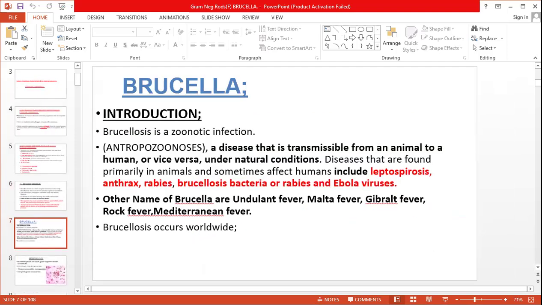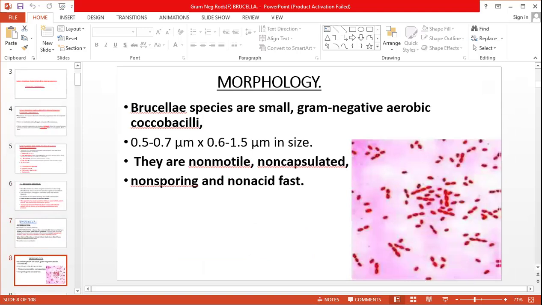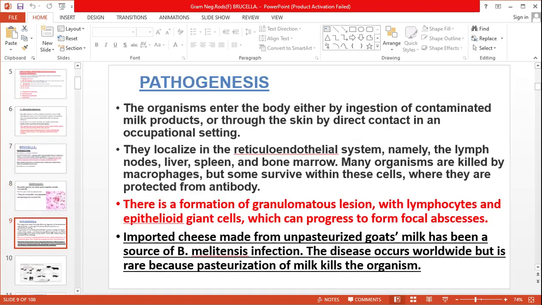Brucellosis is a zoonotic infection, and other names for it are Undulant fever, Malta fever, Gibraltar fever, Rock fever, and Mediterranean fever. It occurs worldwide. The Brucella species are small, gram-negative, aerobic coccobacilli. They are non-motile, non-capsulated, non-sporing, and non-acid-fast. The organisms enter the body either by ingestion of contaminated milk products or through the skin by direct contact in an occupational setting.